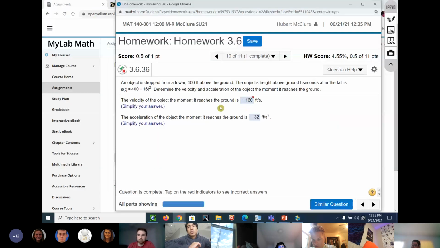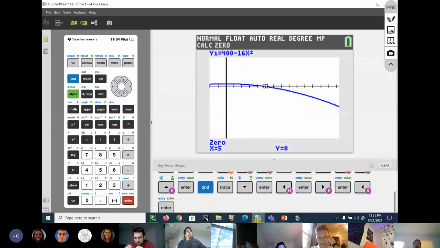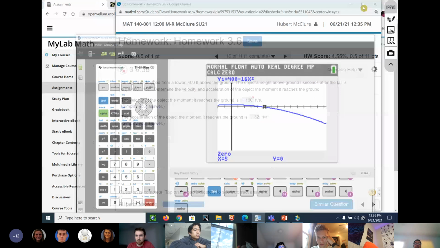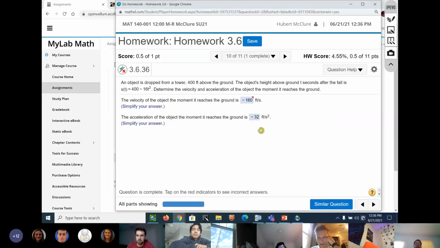5 times 32 should be negative 160. Okay? Now that's a good question. You can graph it on your handy dandy calculator. Find where it hits the ground at 5 seconds. Find your first derivative, plug in 5, and then your second derivative is a constant. That's a good question.